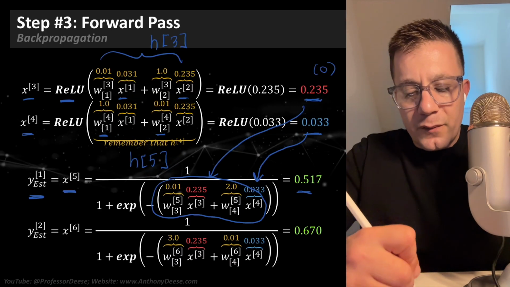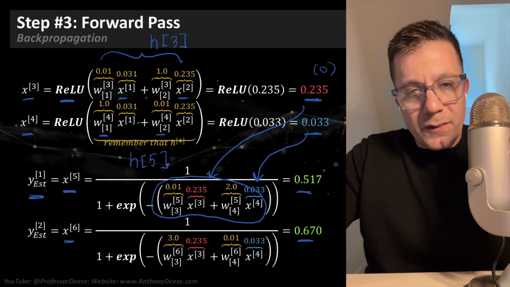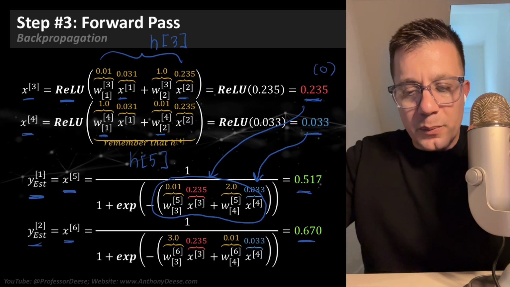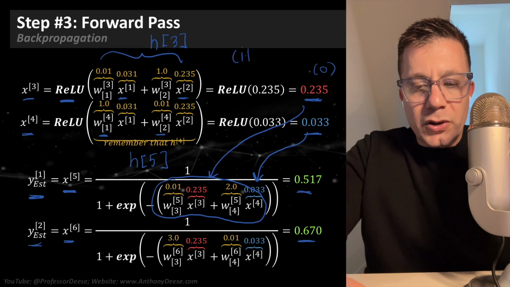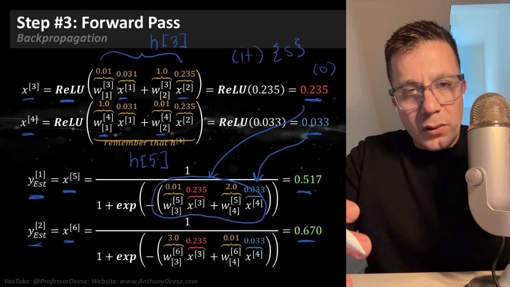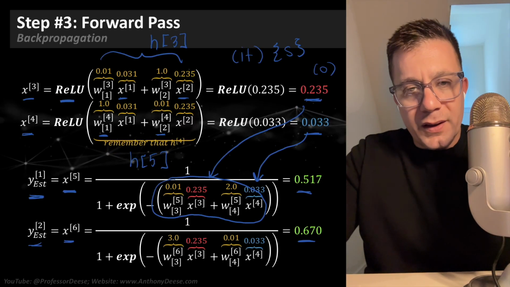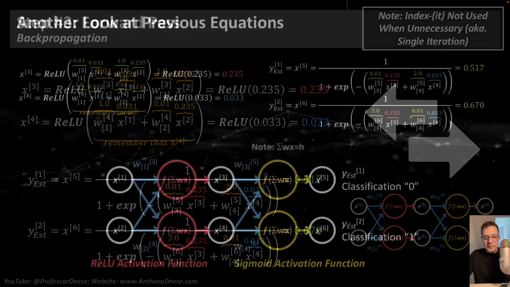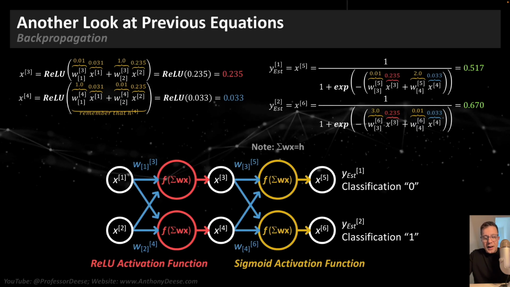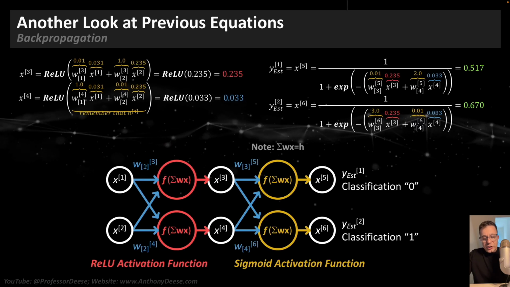We do the same thing for x6, and we end up with a value of 0.670, and that's the same as the second estimated output. Again, remember, we're not going to use the iteration or the sample superscripts when all of the values in a given calculation are for the same sample and are for the same iteration. So we can look at these calculations from the previous slide in the context of the network as shown here.